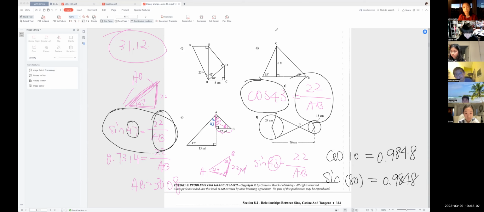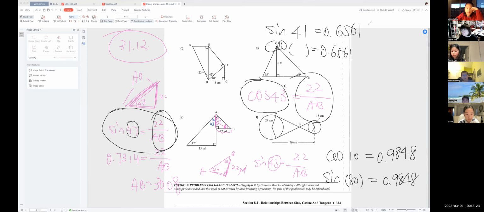So that means if we have sine 41 equals 0.6561, can you tell me cosine what also equals 0.6561? 49. Get it, everybody?